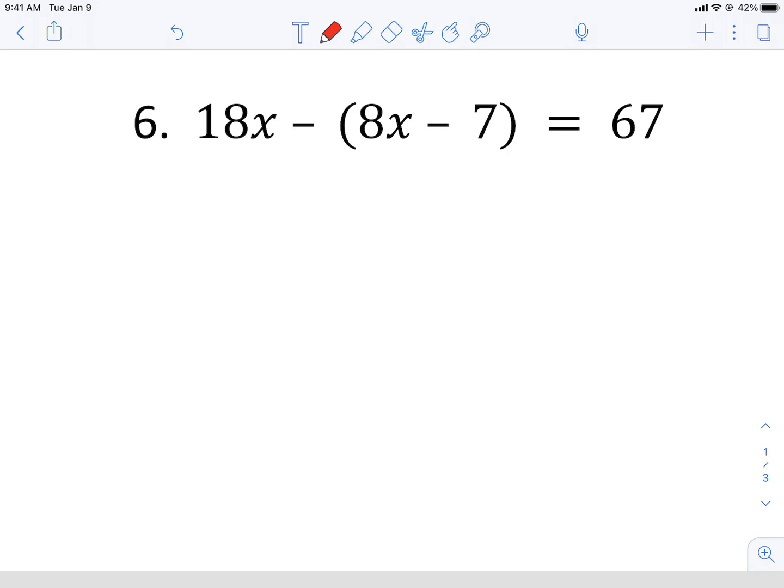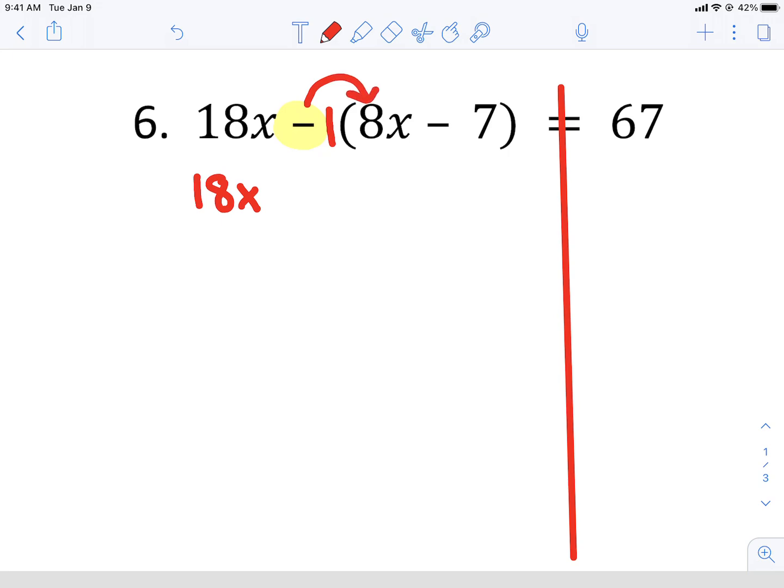So hopefully you paused the video. One thing you should have known is that I see this negative right here. So I have to understand that there's a negative 1 in front of that parentheses. Okay. So draw the line through the equal sign. Now this 18x, nothing's happening to it, so we just drop it down. And now we have to distribute the negative 1 to the stuff in the parentheses.